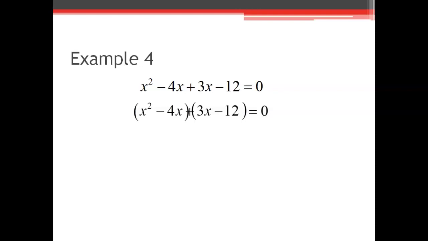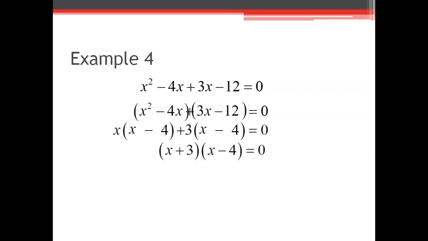So we're going to be left with x times x minus 4. And then in the second grouping, we said we would factor out a 3, leaving us with x minus 4 inside the parentheses. And now we can write it in factored form. So in factored form, that would be x plus 3, and then x minus 4.